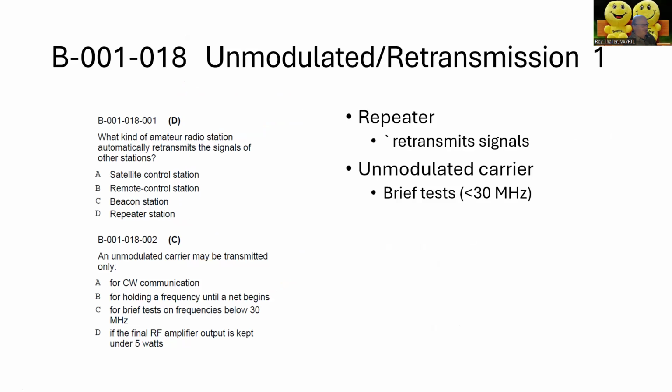So now we get to the next section, which deals with unmodulated and retransmission. What kind of amateur radio station automatically retransmits the signals of other stations? So, it's receiving a signal and then transmitting it again. So it would be a repeater station. An unmodulated carrier may be transmitted only. So C is the answer, for brief tests on frequencies below 30 megahertz. So if you're doing some brief testing, you can do an unmodulated carrier below 30 megahertz.